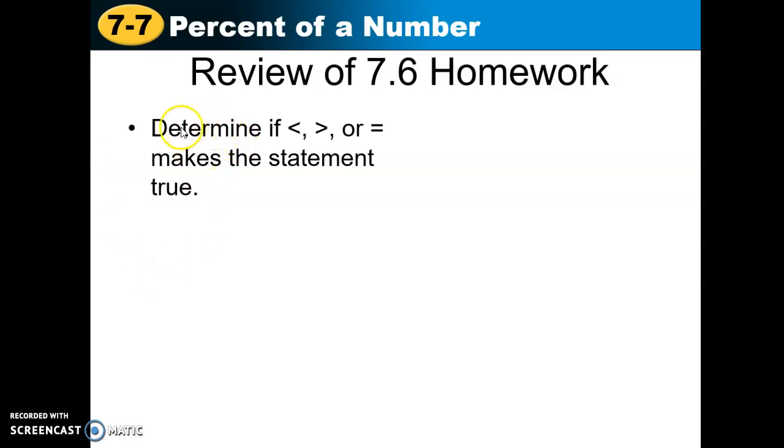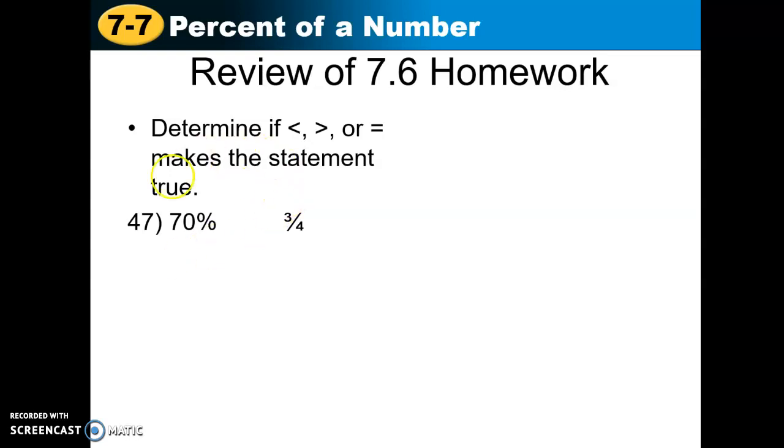For some reason, we had some trouble with determining if a number is less than, greater than, or equal to another number. So I want to go over those 4 problems really quick, just kind of talk about how you compare numbers. When you compare numbers, no matter what we have, if we have percents, decimals, fractions, when you get more advanced, you might have negative numbers, you got to get all the numbers in the same form.